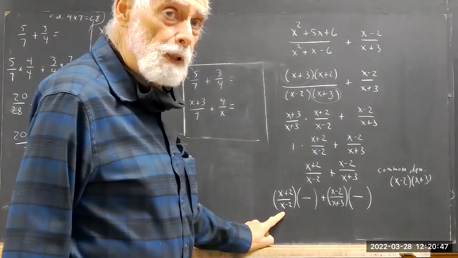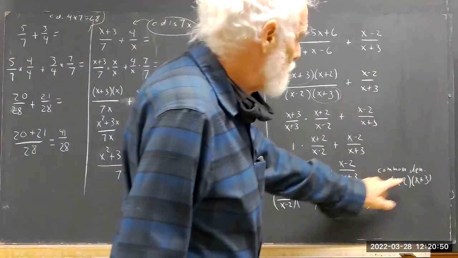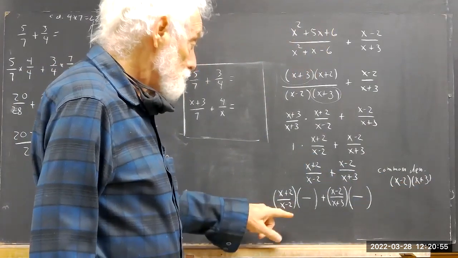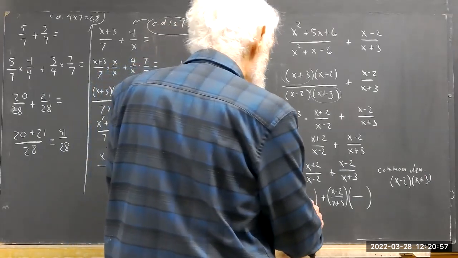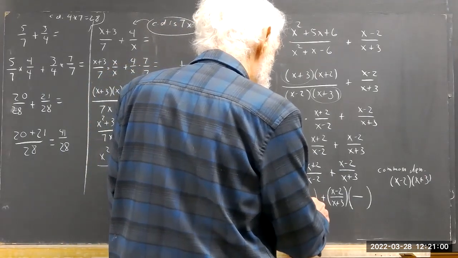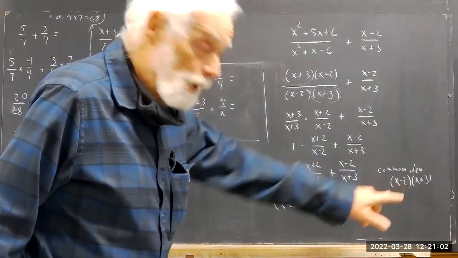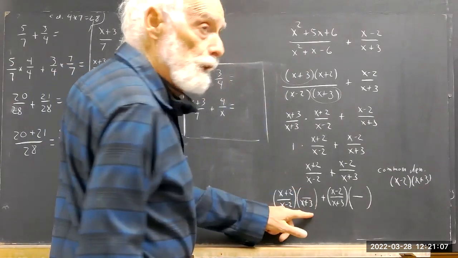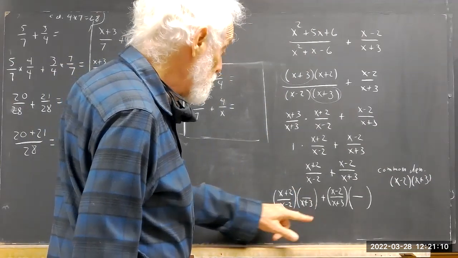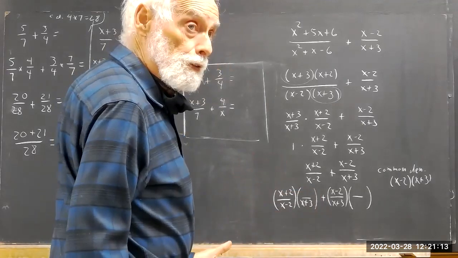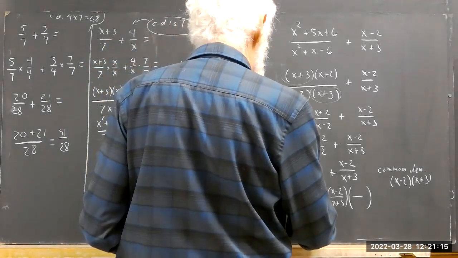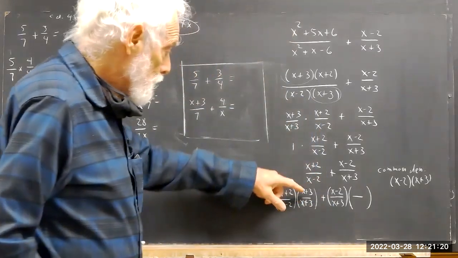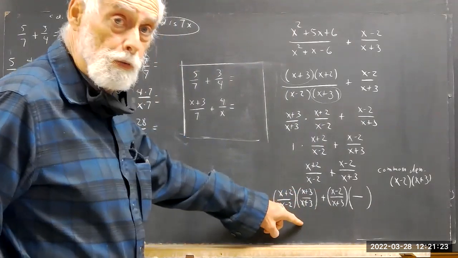What do I have to multiply x - 2 by to get (x - 2)(x + 3)? Well, I have to multiply x - 2 by x + 3, don't I? And now I'm going to have the same denominator. Well, I can't just multiply the denominator by x + 3. I'm not done, because that would change the whole fraction if I didn't multiply by 1, which in this case I write as (x + 3)/(x + 3).